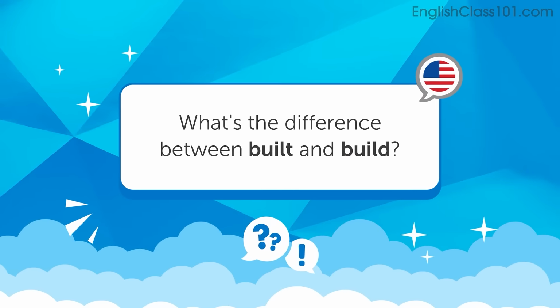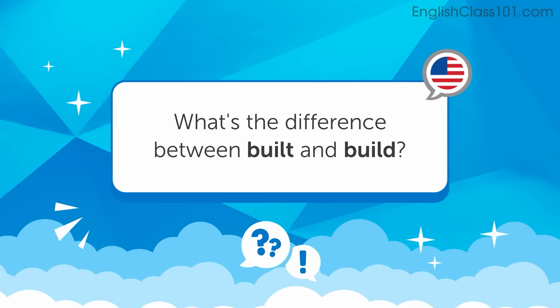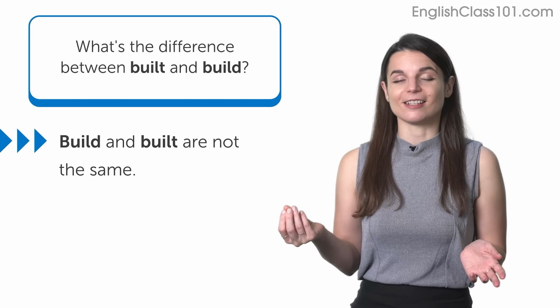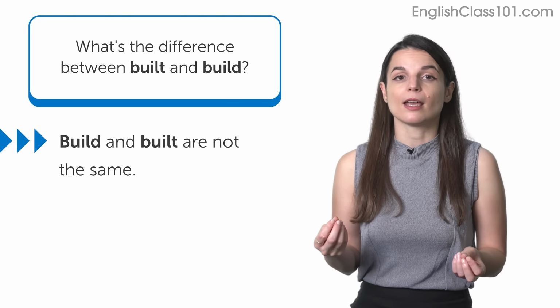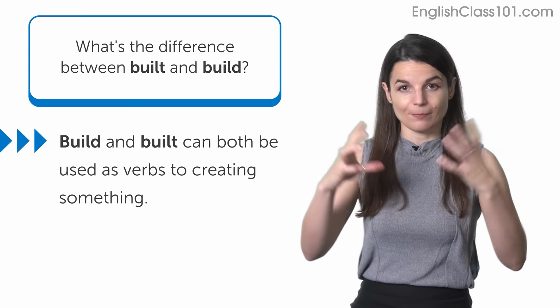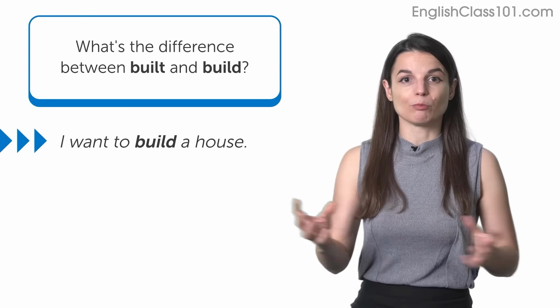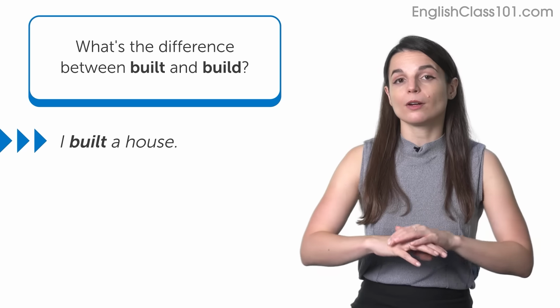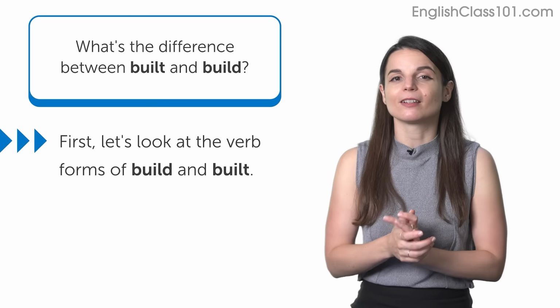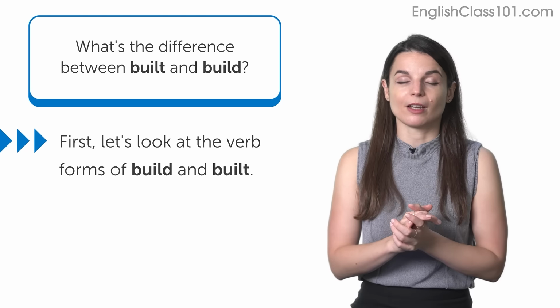Next question comes from Tausif. Hi, Tausif. Tausif says, hi, Alisha. I'm from Bangladesh. What is the difference between built and build? Are they the same? No, they're not the same. Built has a T at the end, and build has a D at the end. And while these can be used as verbs to refer to creating something, like building a house, I want to build a house, or I built a house, there are some other uses of these words that we can talk about. First, let's focus in quickly on the verb forms of this word.